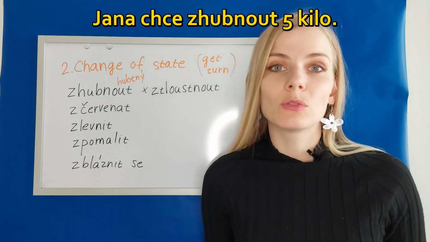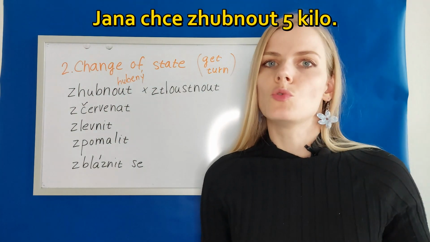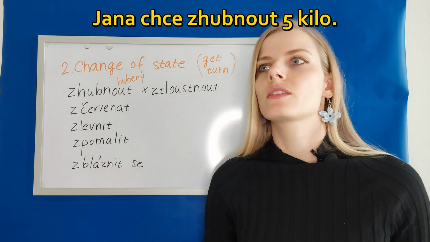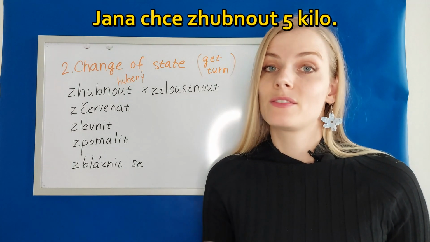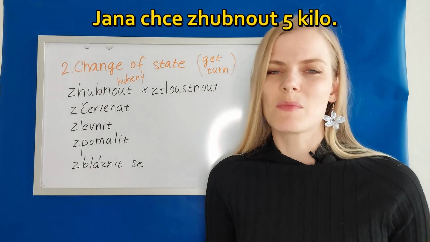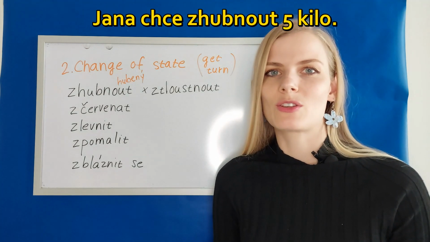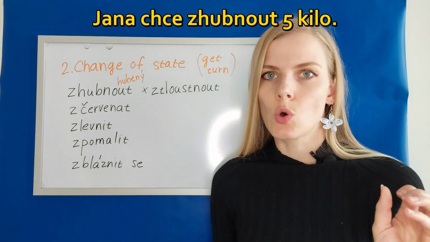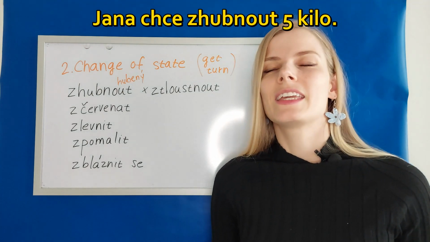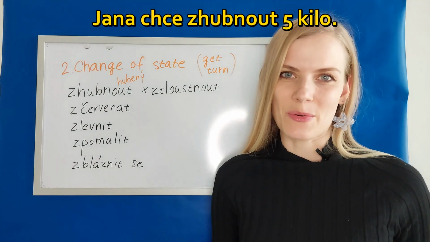Jana chce zhubnout 5 kilo. Jana wants to lose 5 kilos. Jana chce zhubnout. You can practice the verb zhubnout because I think it might be a little bit challenging with this combination z and h. Zhubnout, zhubnout. Jana chce zhubnout 5 kilo.